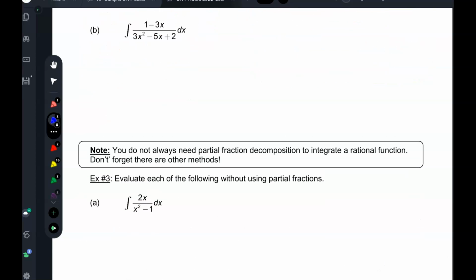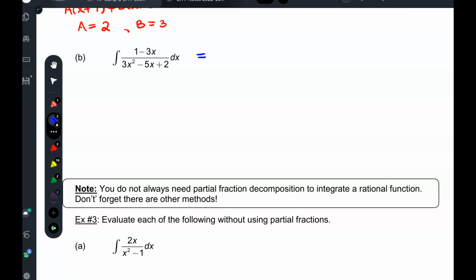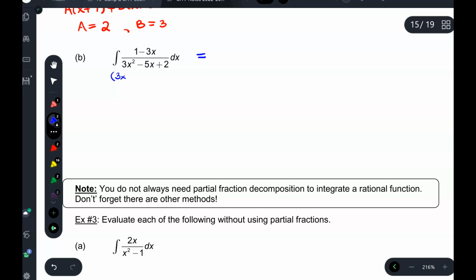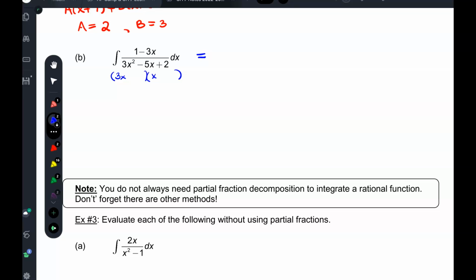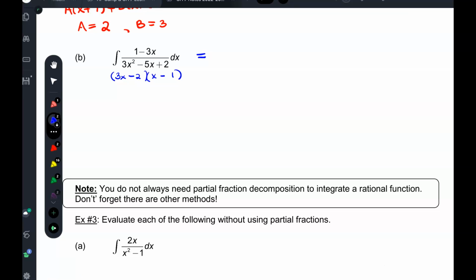Good. Why not? Can you try this one out, Jonah? Yeah, I'll try. Okay, here's the marker. You open the board. Factor? It would be 3x. Well, that'd be minus. It has to be both minus, right? Yeah. 2 and 1, 2x and minus 1.